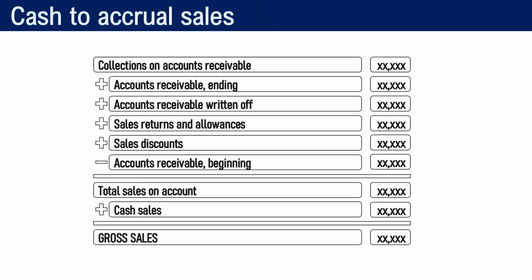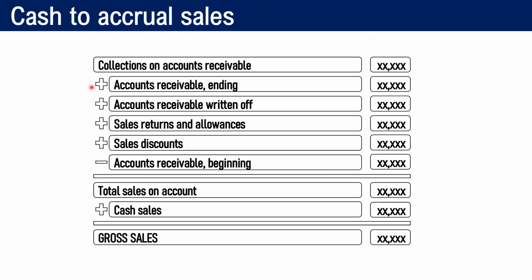Now, let's review some techniques on how to transform our cash records to accrual records. Okay, so this is what we do. We start with the cash to accrual sales. So you start with your collections on accounts receivable, basically all the cash collections. That is what happens. Okay?